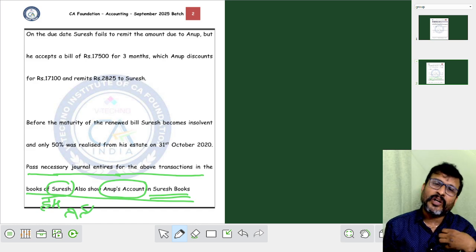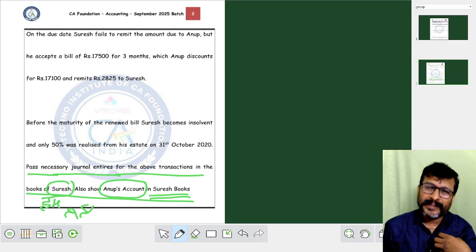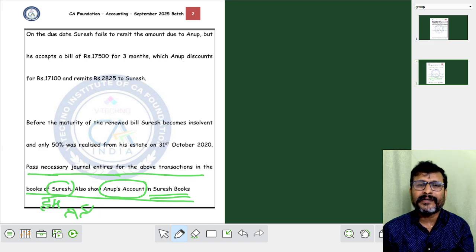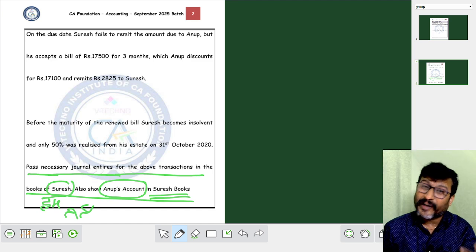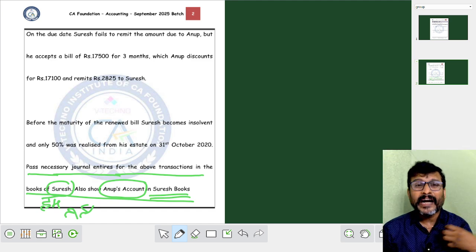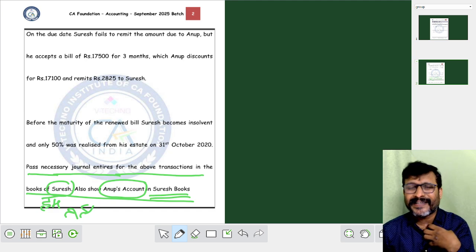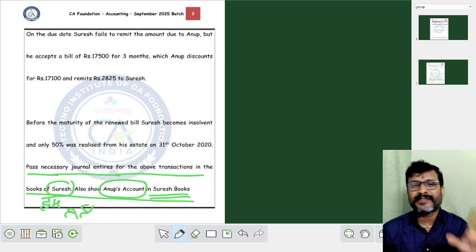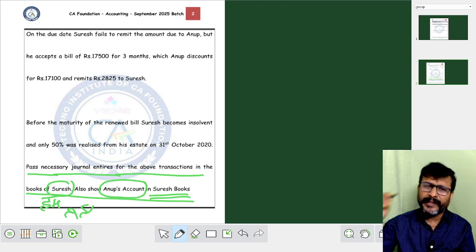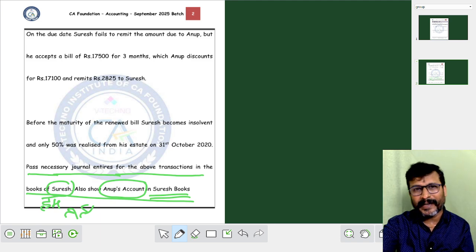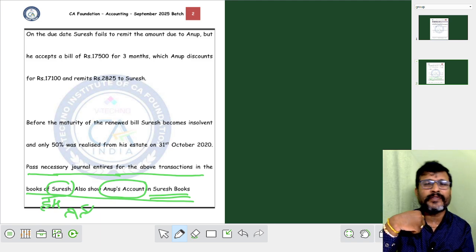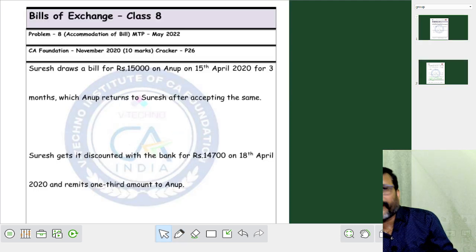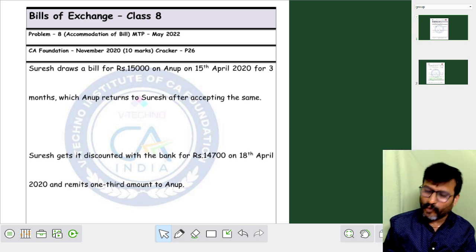If I becomes insolvent, I means the drawer, the person in whose books the transactions are recorded, that person is called I, hum, Nanu. If Nanu is insolvent, the difference is to be transferred, my dear students, to the deficiency account. Please remember, if the debtor is insolvent, transfer to bad debts. If I is insolvent, transfer to deficiency account. These are the two important things you need to remember in mutual accommodation of bill. Shall we move on to the solution?